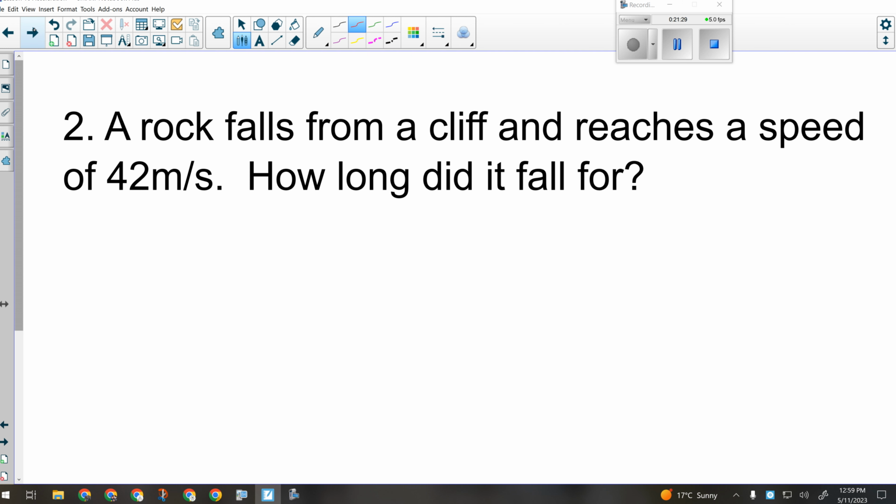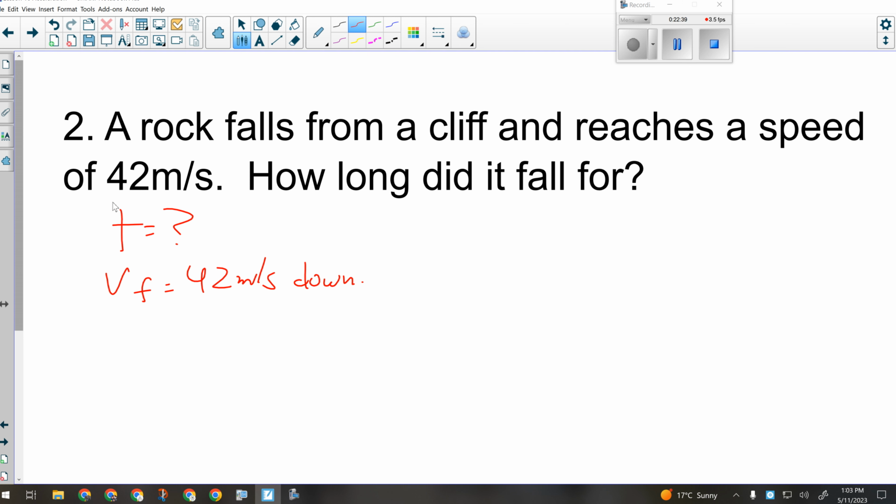It's asking how long, so it's asking for time. How long did it fall for? What did it give me? The acceleration? What's the acceleration? 42 meters per second. Actually, that's our final velocity because it reaches a speed of 42. So that's one of the things it gives us, VF. It tells us that's 42 meters per second. Which direction would that be? Down, yeah.